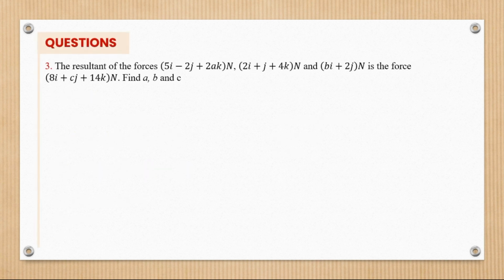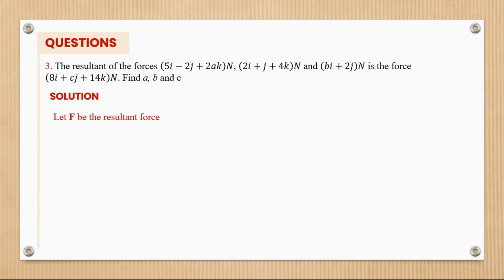In question 3, we're being told that the resultant of the forces 5i minus 2j plus 2ak newtons, 2i plus j plus 4k newtons, and bi plus 2j newtons is the force 8i plus cj plus 14k newtons. Find a, b, and c. So again here we've been given the resultant force.